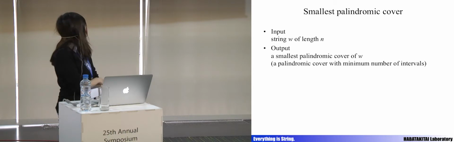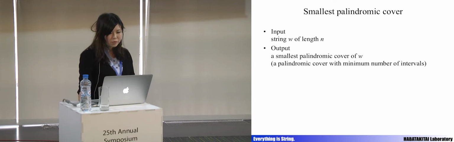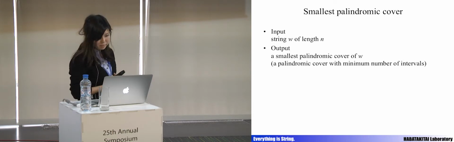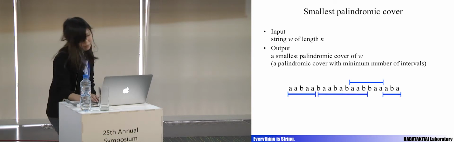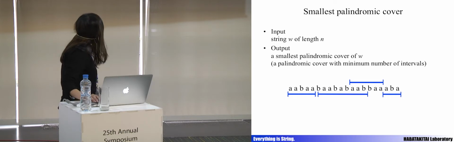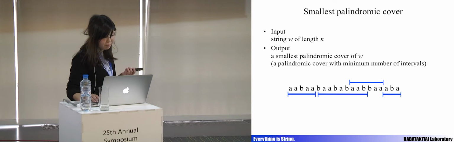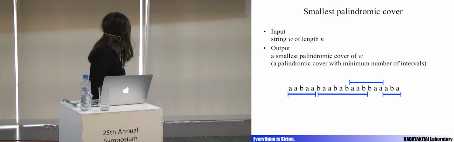This is the problem to solve. We want to compute a smallest palindromic cover of a given string, which contains the minimum number of intervals corresponding to palindromes. This is an example of a smallest palindromic cover of this string. In general, there can be many smallest palindromic covers for the same string. We want to compute one of them.